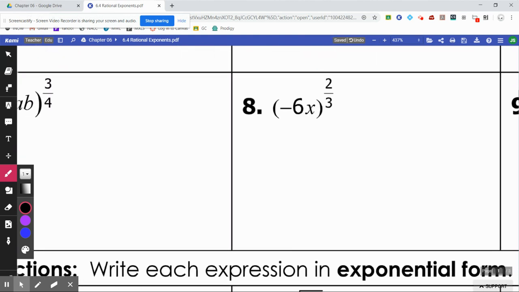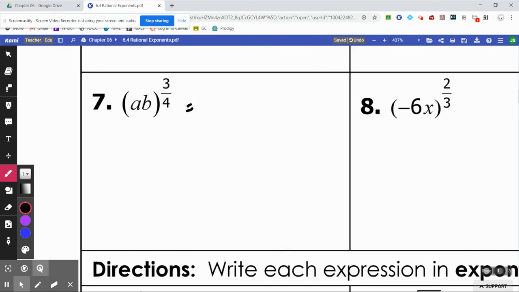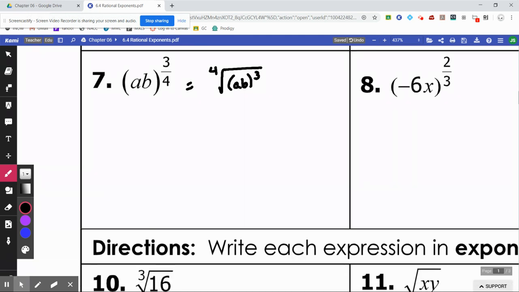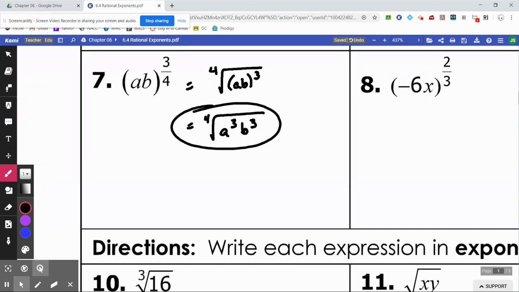Number 7, AB to the 3/4. The bottom number is the index. The top number is an exponent, so therefore we're going to raise AB to the 3rd power. That's how we're going to write it. And if you would like to, this can be split into A and B raised both to the 3rd power. That'd be the 4th root of A to the 3rd and B to the 3rd, which is not going to simplify any.